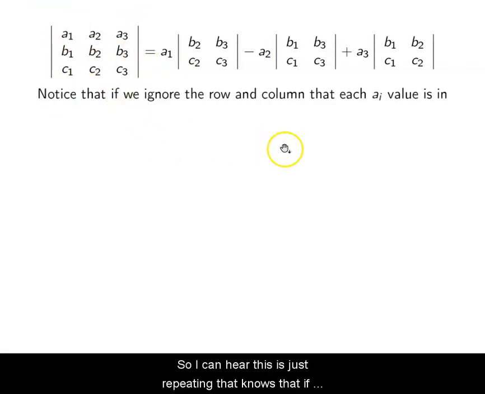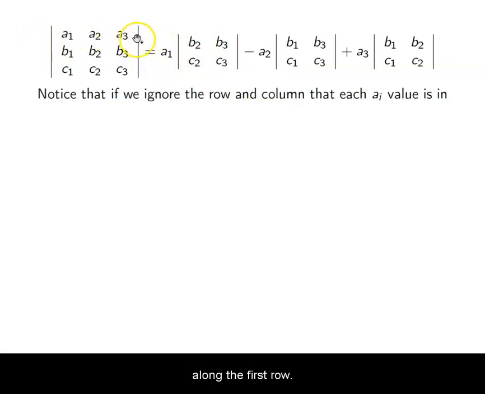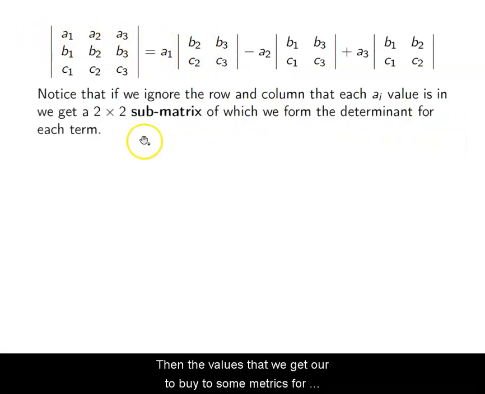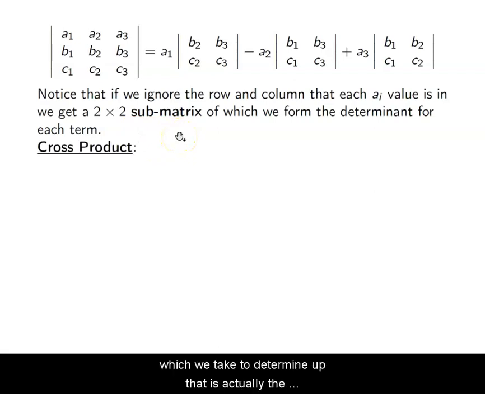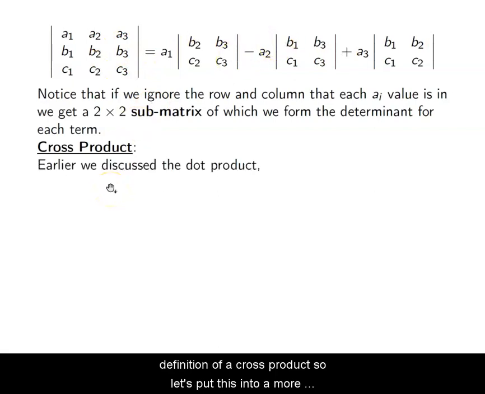Okay, so this is just repeating that. Notice that if we ignore the row and column for each A sub i, going along the first row, then the values we get are 2 by 2 submatrices for which we take the determinant. That is actually the definition of our cross product. It's important to know how this is made, but I'll also give you the straight across formula. It's a long formula, so it's easier just to know how to do it.